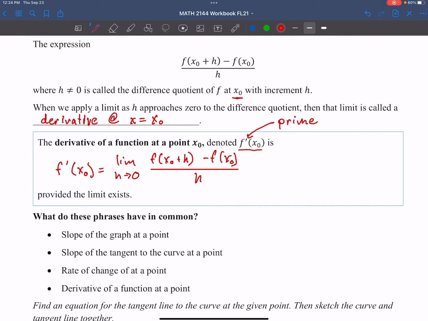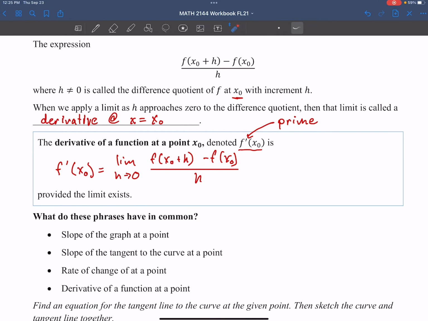So we have a bunch of phrases. What do these phrases have in common? The slope of the graph at a point, the slope of the tangent line to the curve at a point, the rate of change at a point, the derivative of a function at a point. What do those all have in common? Literally, the phrase at a point, but maybe we can also say, what do they have in common? Everything. They're different ways of saying the exact same thing. So whether we're talking about the slope of the graph, the slope of the tangent line, the rate of change at a point, or the derivative of a function at a point, they are all the same thing.